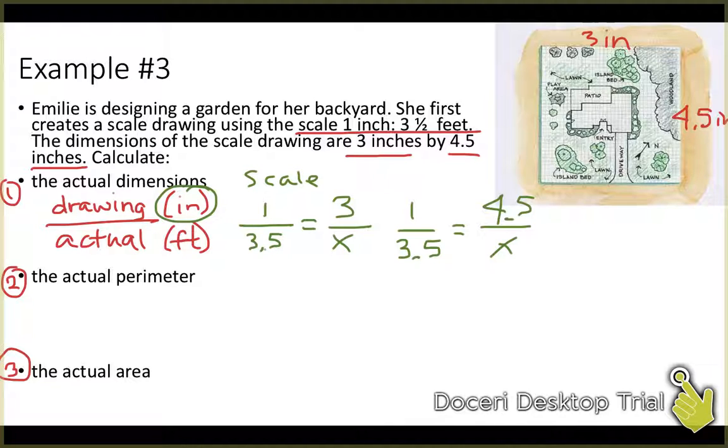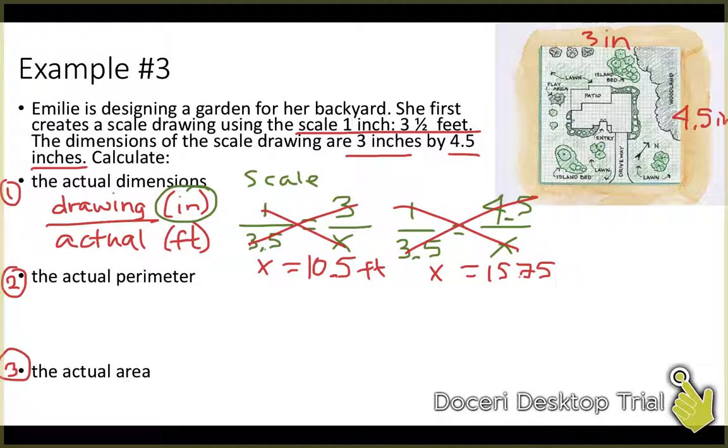Alright, now I just have to solve. I'm going to cross multiply. So x is equal to, I'm going to put that in my calculator, 3.5 times 3, which gives me 10.5 feet. And then right here I have to do the same thing, and I get x is equal to 4.5 times 3.5, 15.75 feet. So the new dimensions are 10.5 feet by 15.75 feet.